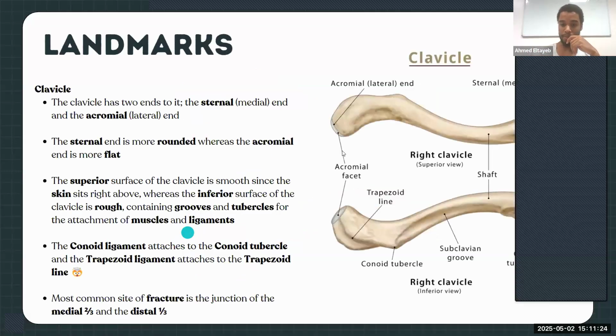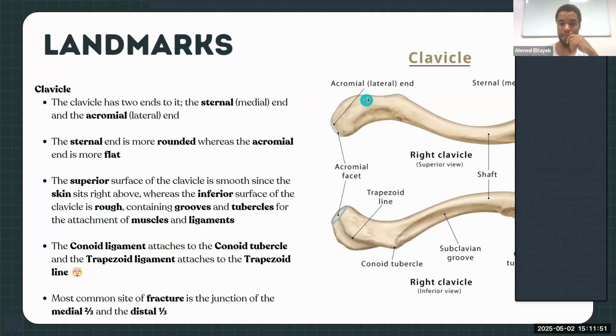Let me get the next diagram. So the conoid tubercle articulates with the conoid ligament, and the trapezoid line articulates with the trapezoid ligament. And the trapezoid ligament and the conoid ligament together make the coracoclavicular ligament. So on the scapula, we have something called the coracoid process. The coracoid process has a ligament which attaches to these two landmarks.